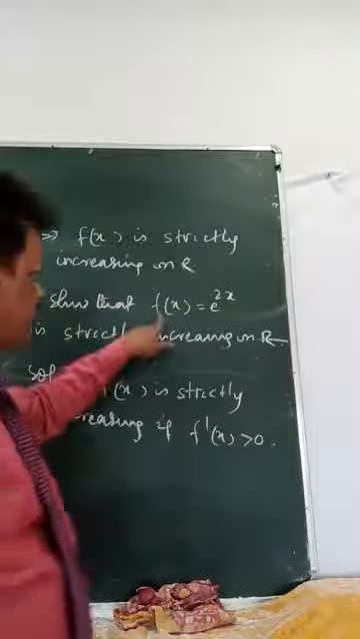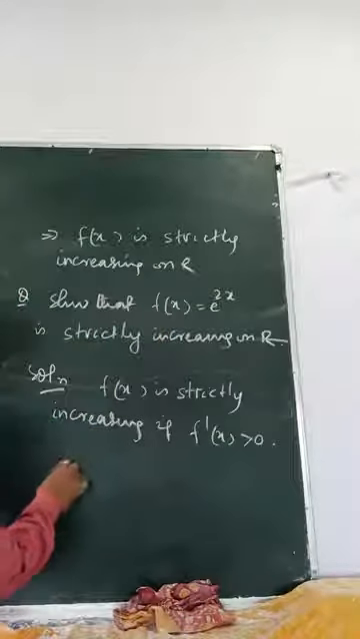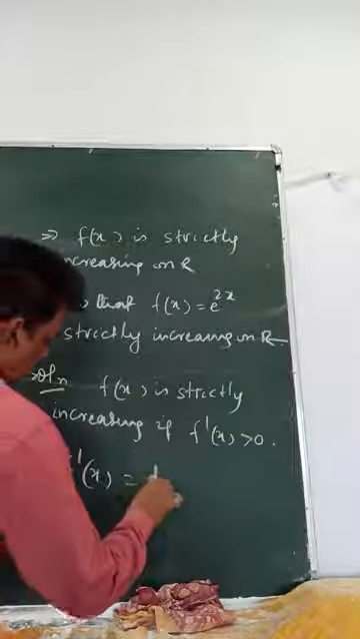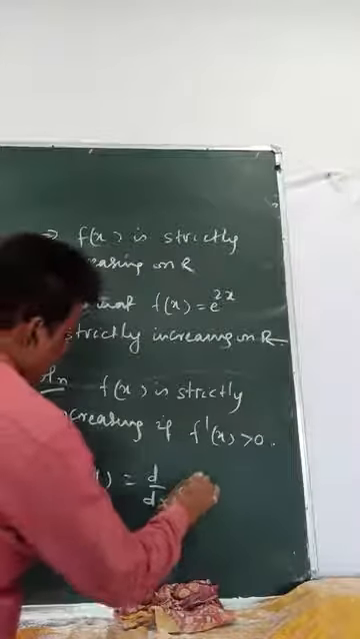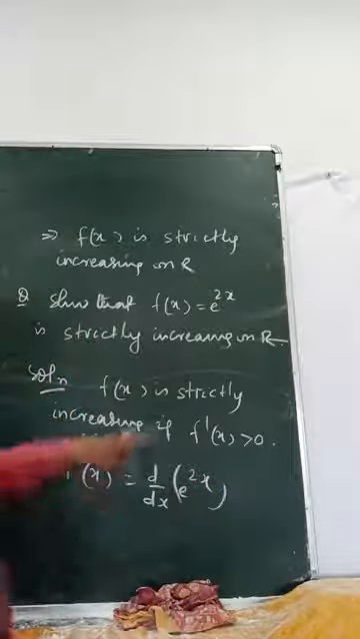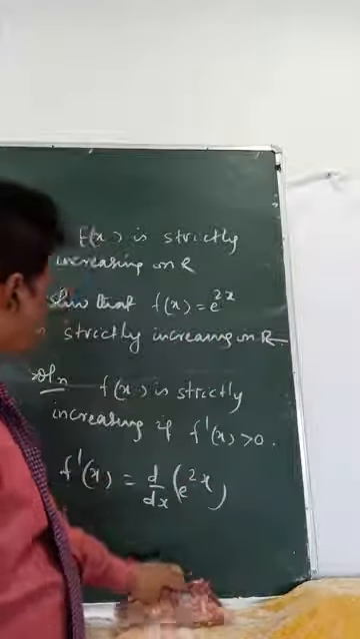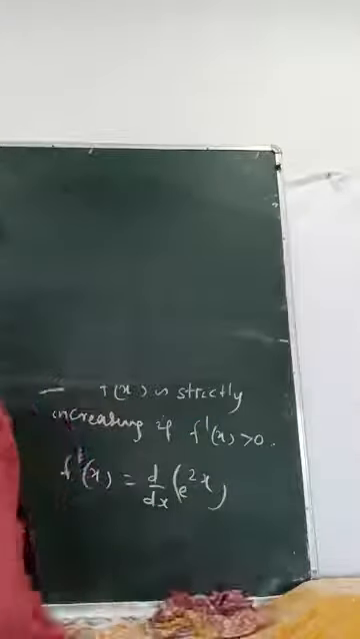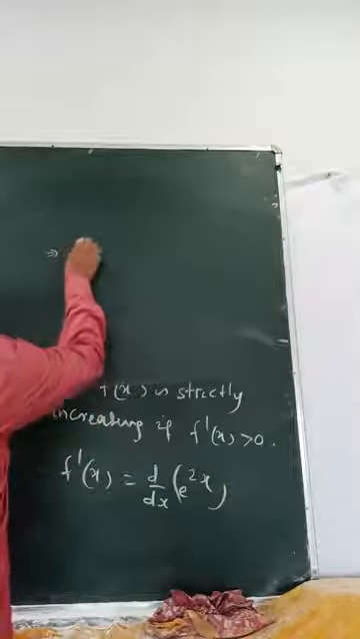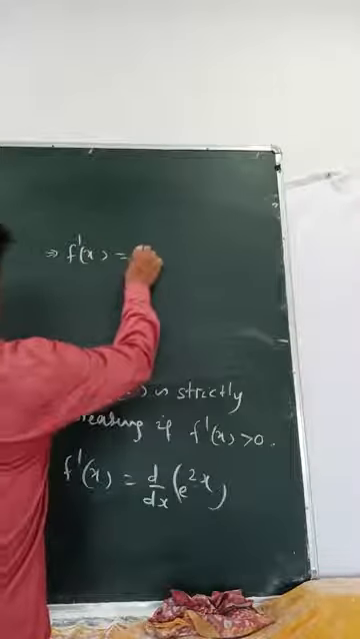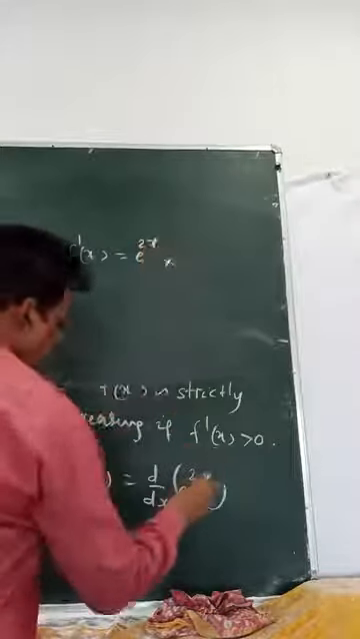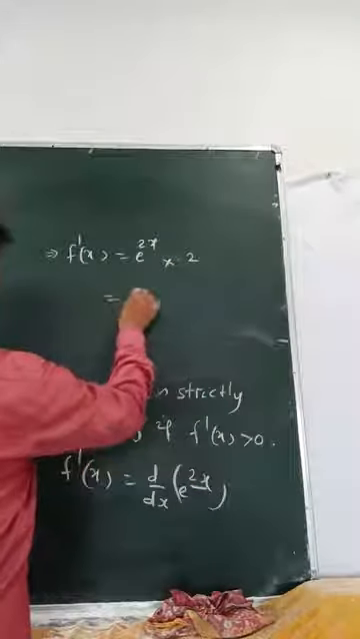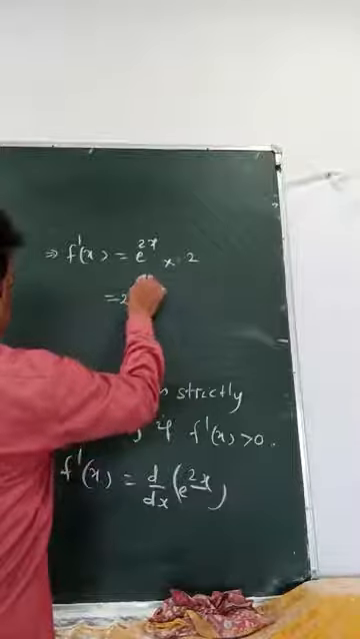Okay, let's find its derivative. What is f dash x? That is the derivative of e to the power 2x. So what shall I get? f dash x equals e to the power 2x times the derivative of 2x. The derivative of 2x is 2. That means 2 e to the power 2x.